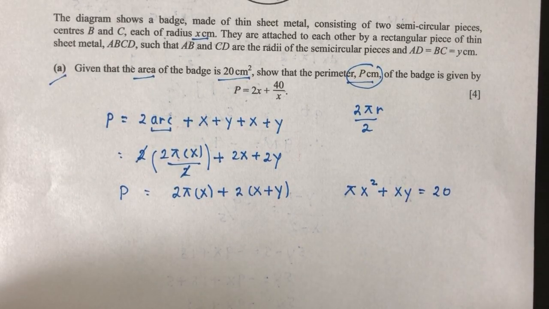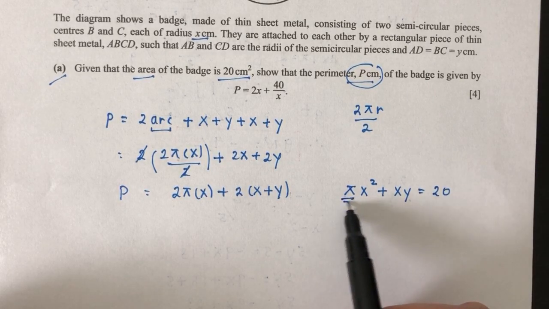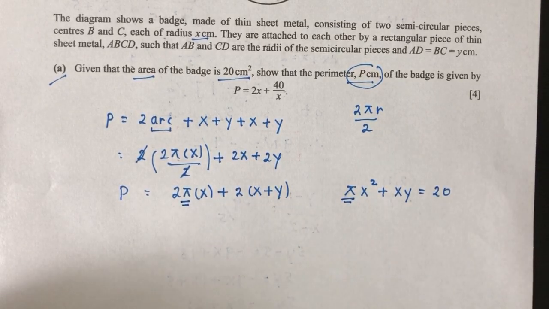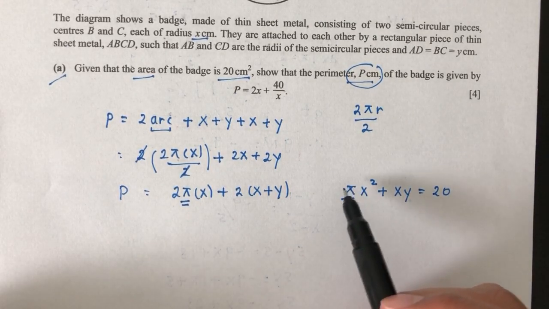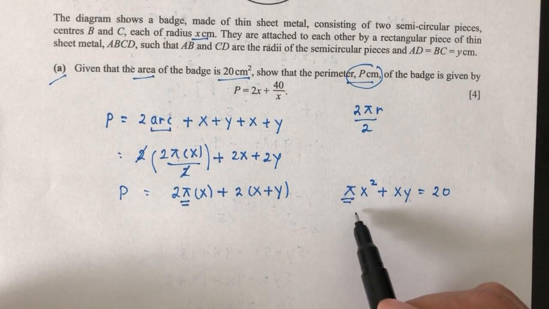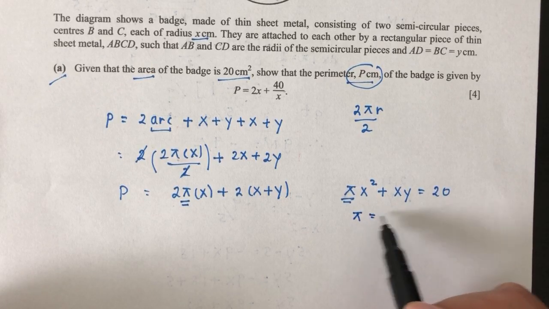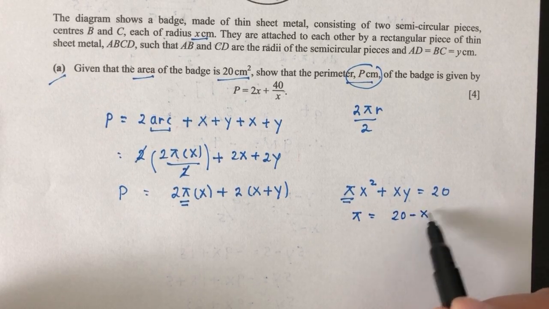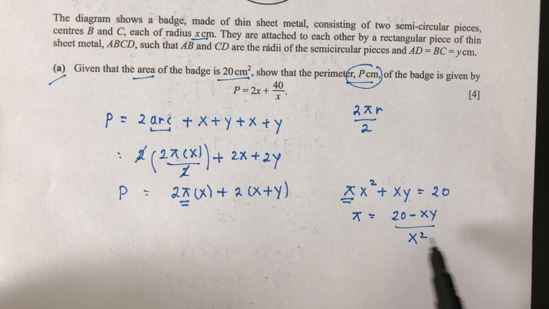So what do you find in both of the equations? You see we have pi here and pi here, and we don't have pi in this equation. So what can we do? We can make pi the subject of formula. So pi is equal to (20 minus xy) divided by x squared.